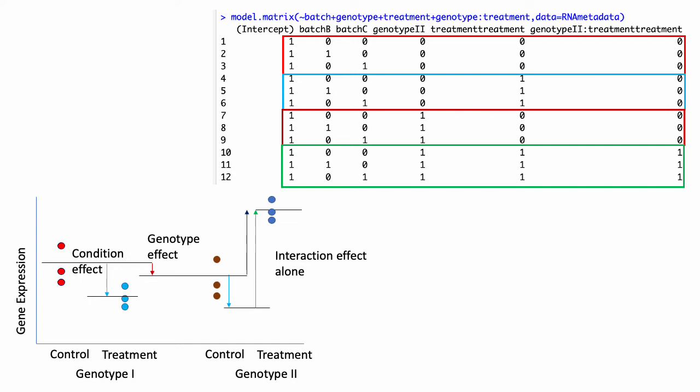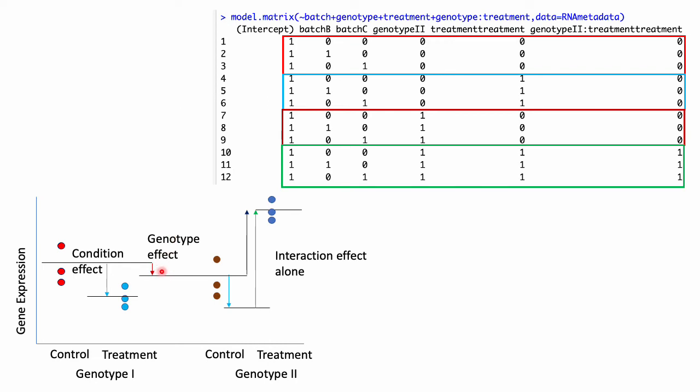We can see the samples in the red box only have 1s for the intercept, while they have 0s for the genotype 2, treatment, and genotype 2, treatment columns. These will thus establish our baseline, shown here in the bottom left. The samples in the blue box have 1s for the treatment effect, so they'll have the difference coefficient for this treatment effect, indicated by the light blue arrow. The brown box samples have 1s for the genotype, so they'll have the genotype effect, indicated by this brown arrow.